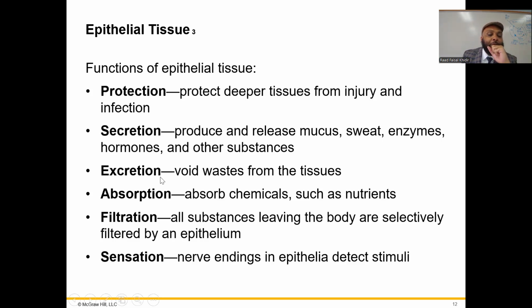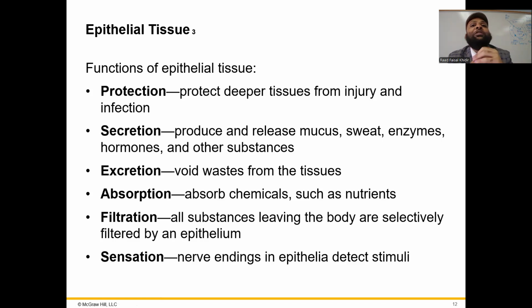Epithelial tissue is also important for the excretion, voiding of the waste from the tissue. And for reabsorption, we absorb chemicals such as nutrients from our digestive system into the bloodstream through the epithelial cell. Just remember that these secretions, the mucus, the sweat, the enzymes, the hormones, are all not secreted by nerve tissue or muscular tissue or connective tissue. It is secreted by epithelial tissue.